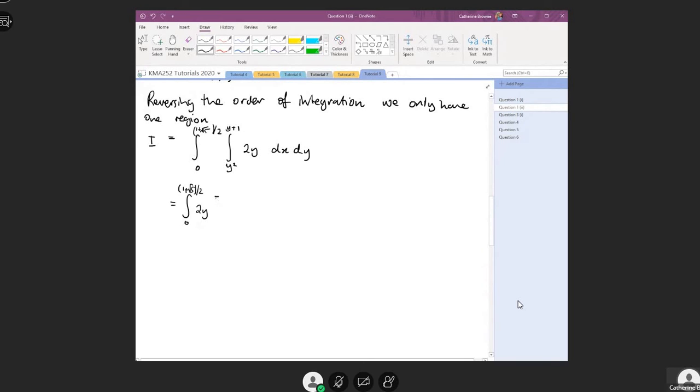So we can just take that 2y out the front, because at the moment we're treating it as a constant. So we just get the x, and our x is going from y squared to y plus 1 dy. So that's y plus 1 minus y squared dy.